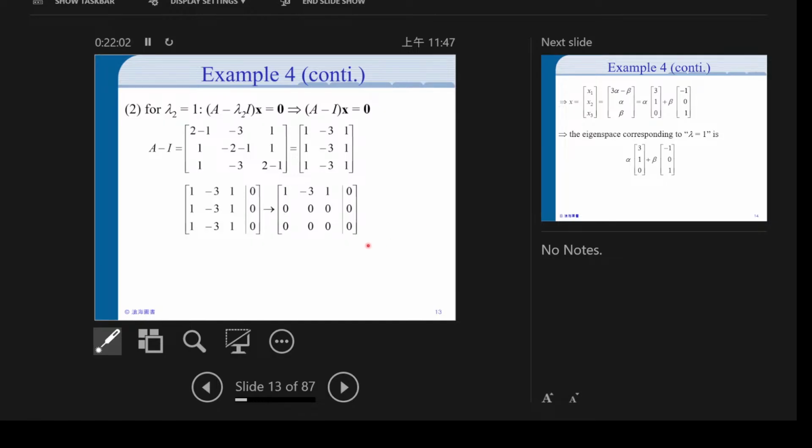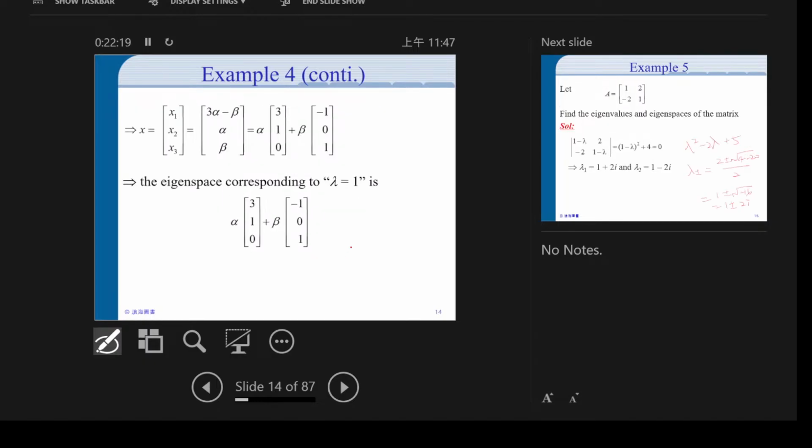And here we see that only x1 is a pivot, and so both x2 and x3 are free variables. We can call them alpha and beta, and x1 is some linear combination of alpha and beta.